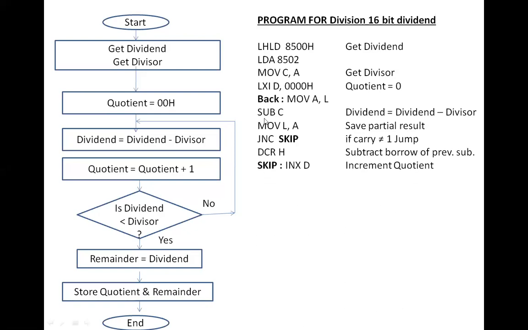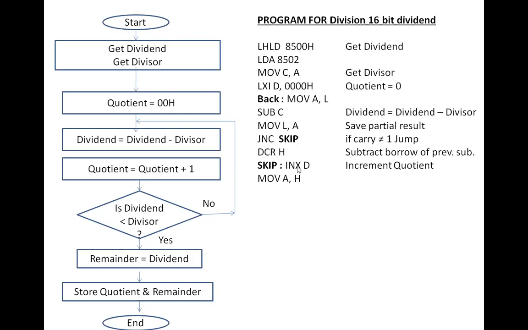And what is a skip? Skip is that if there is no carry, it means the content of the accumulator is more than the content of C. It means the content of the lower order dividend is more than the content of the divisor, which is C. Then we do not have to decrease the value of H. And then what do we have to do? We have to increase the quotient, because one subtraction has been done. So quotient is equal to quotient plus 1. So we will increment the quotient.